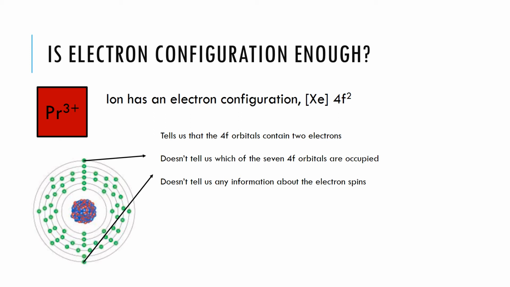Well, in that case, electron configuration tells us that the 4f orbitals contain 2 electrons, but it doesn't give us any information about the way in which the 4f orbitals are occupied. We don't know which of the 4f orbitals are occupied, and indeed it doesn't give us any kind of information about the electron spin on the atom.